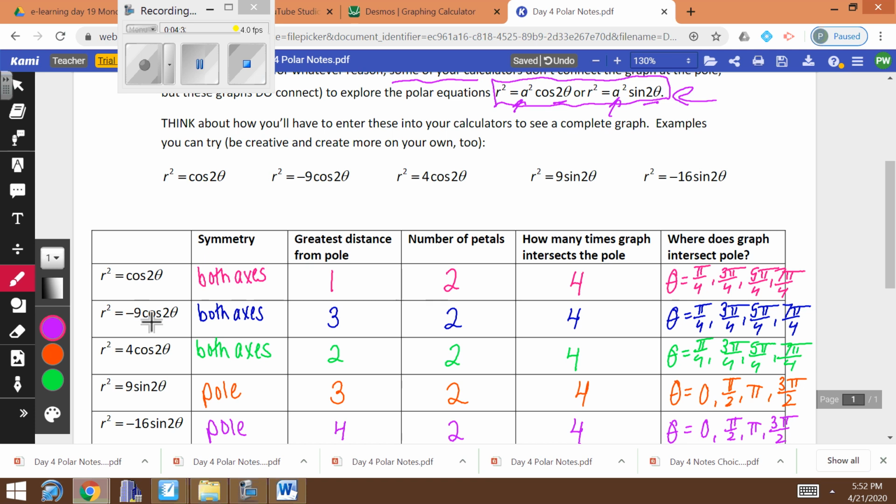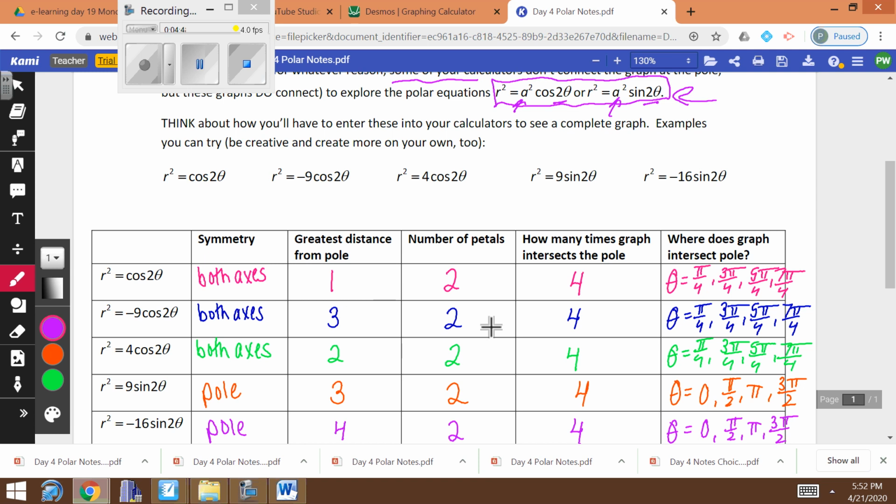Here, I know it's a negative. We'll come back and talk about that negative in a minute. But the 9, that would be 3 squared, and that distance from the pole was 3. Here's 4, or 2 squared, and that distance from the pole is 2, and so forth along there. So keep notice of that.